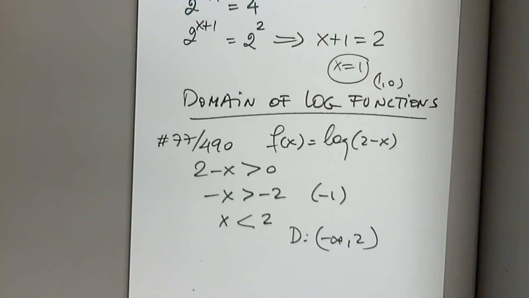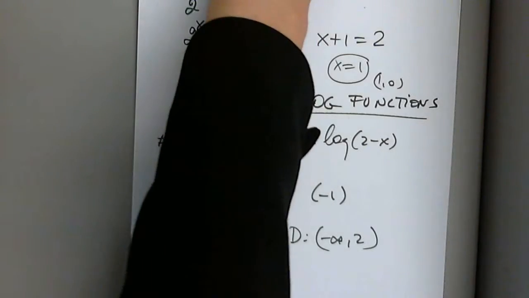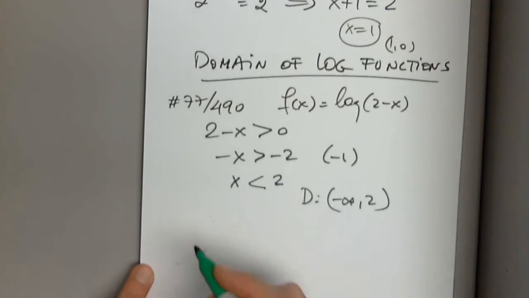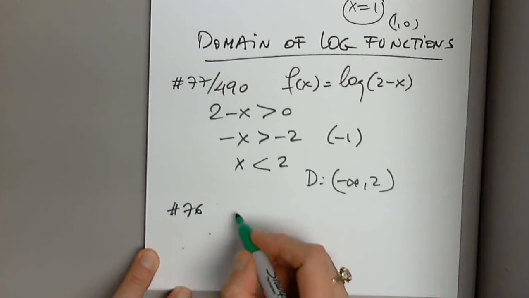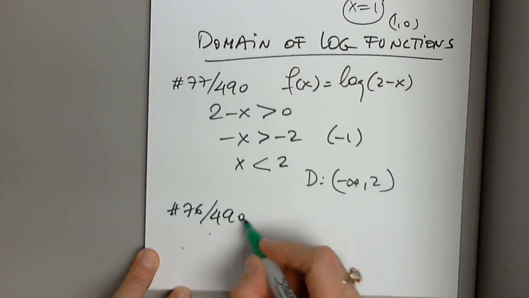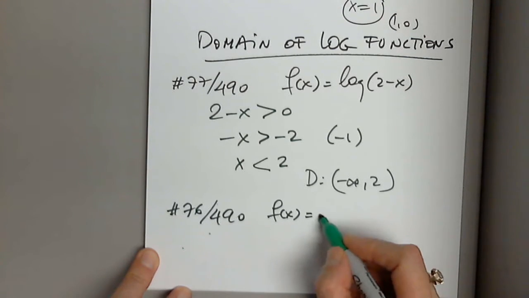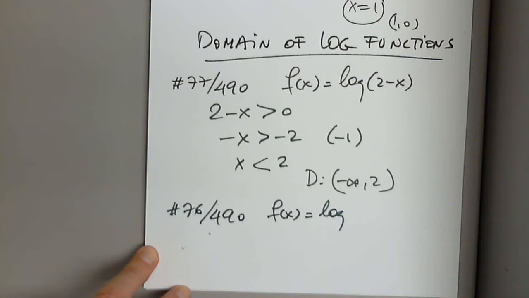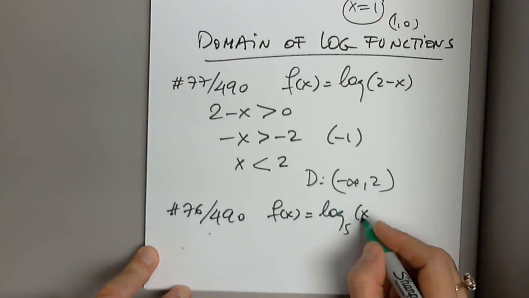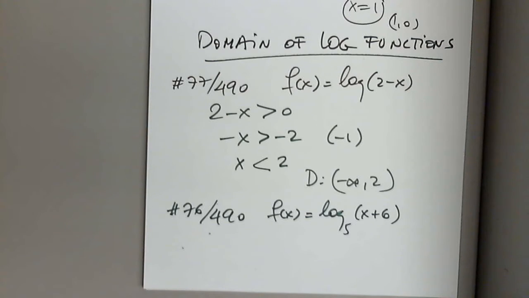Okay, let's look at another problem, like let's say 76, and also graph it using transformations. This time, 76 on 490. We have f of x equals log base 5 of x plus 6. We want two things here: number 1, to determine the domain of this function, and number 2, to graph it using transformations.